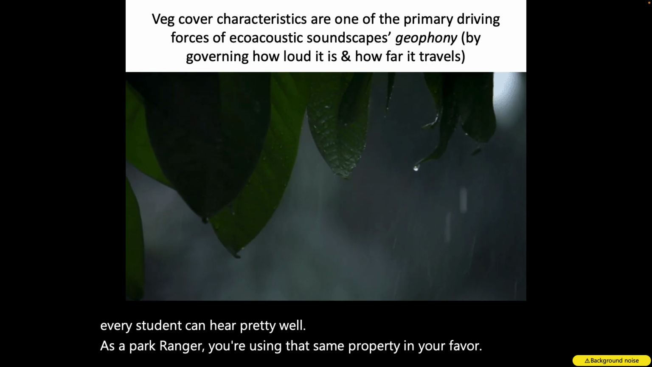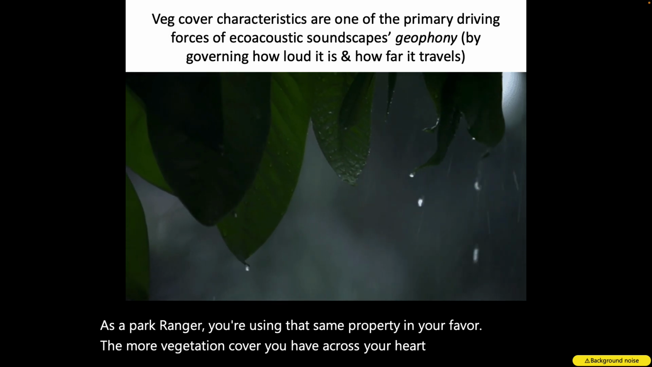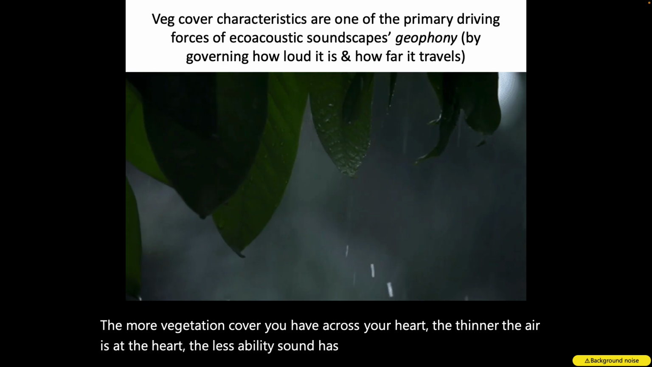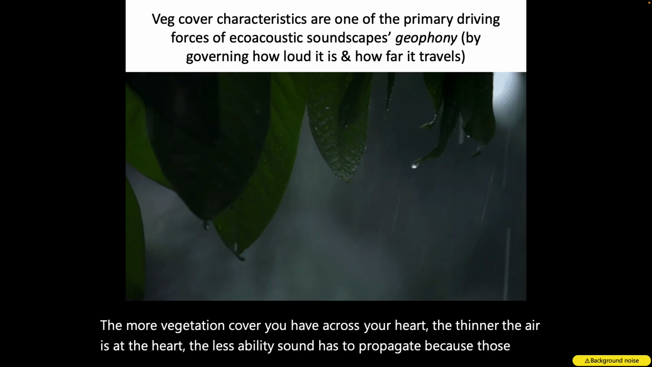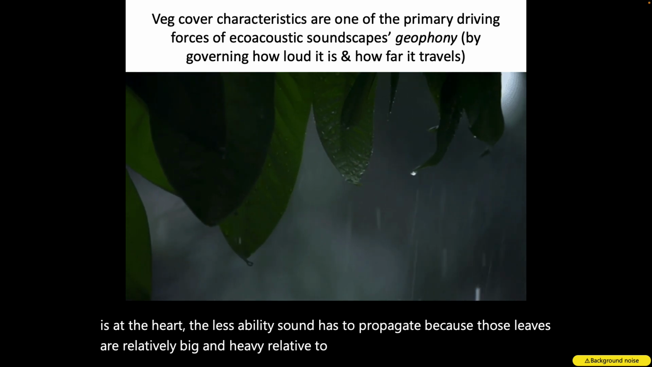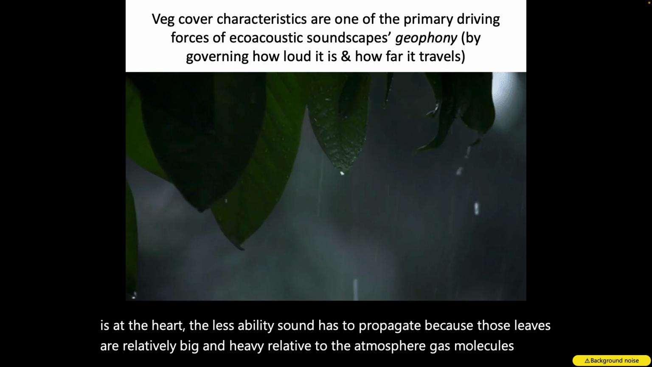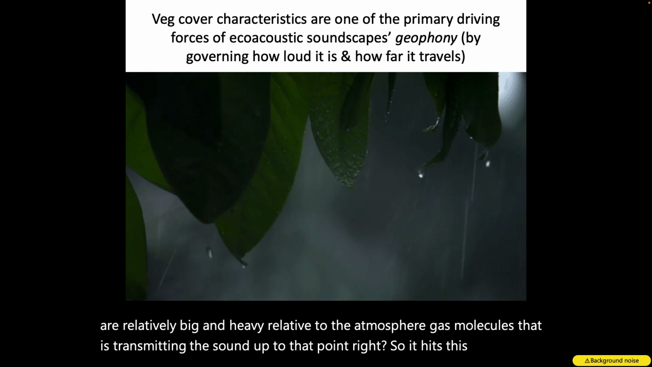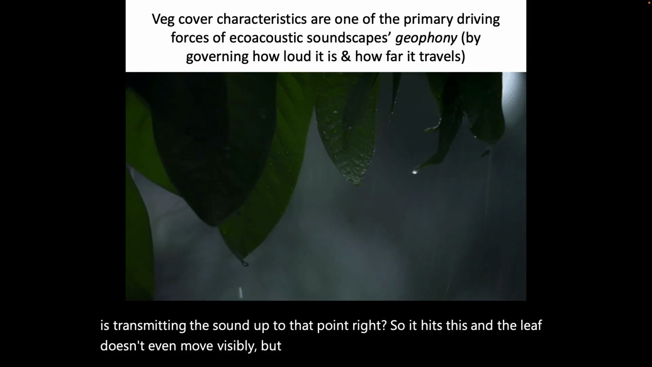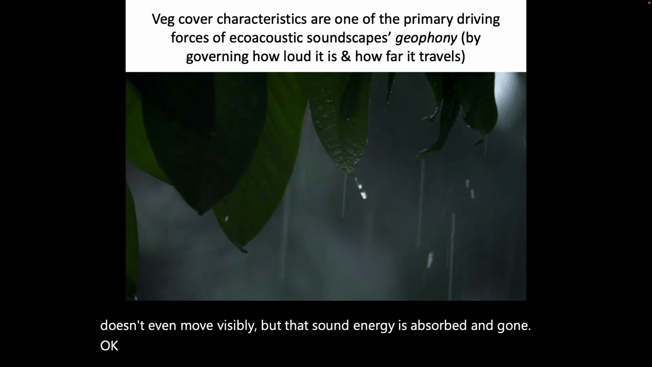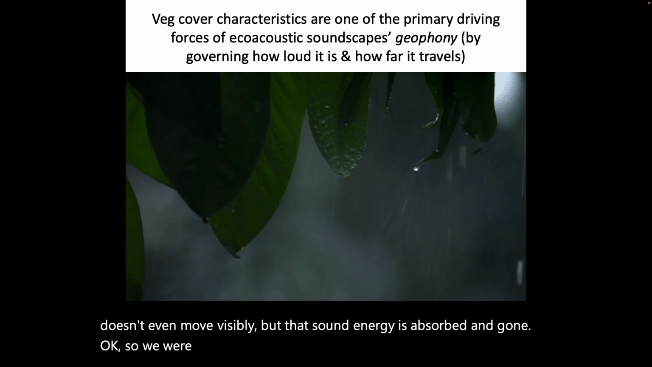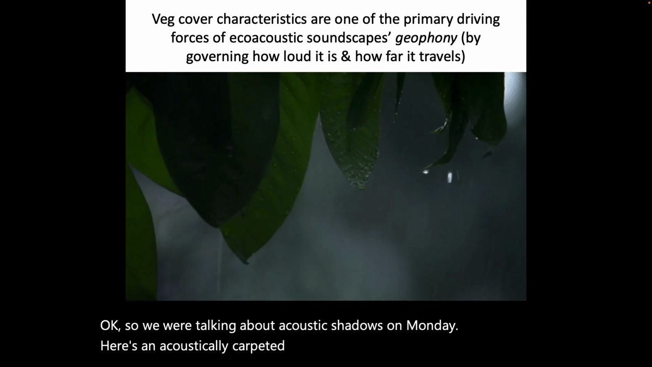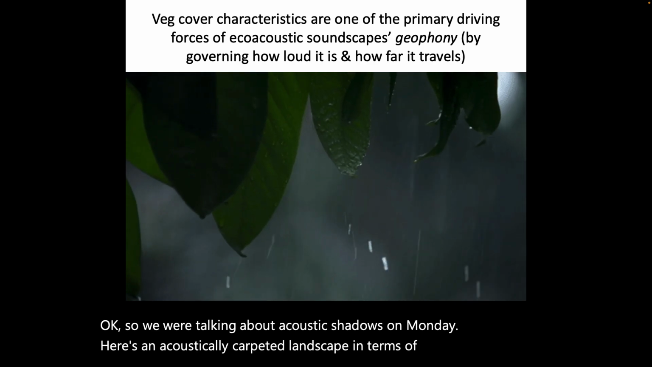The more vegetation cover you have across your park, the thinner the air is at your park, the less ability sound has to propagate, because those leaves are relatively big and heavy relative to the atmosphere gas molecules that is transmitting the sound up to that point, right? So it hits this, and the leaf doesn't even move visibly, but that sound energy is absorbed and gone, okay? So, we were talking about acoustic shadows on Monday. Here's an acoustically carpeted landscape in terms of leaves and needles.